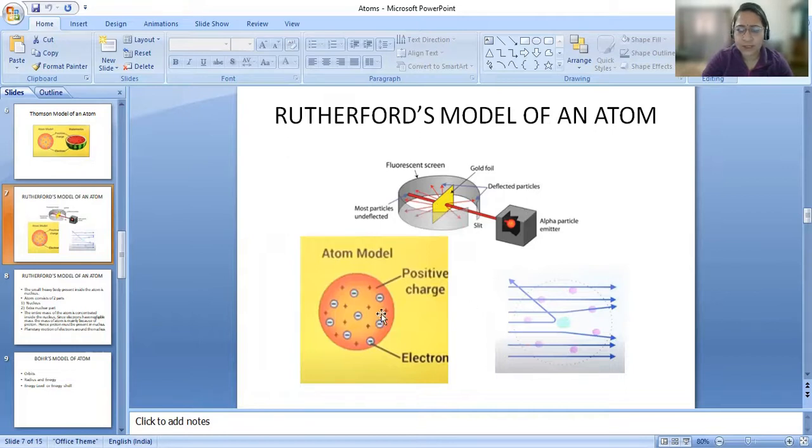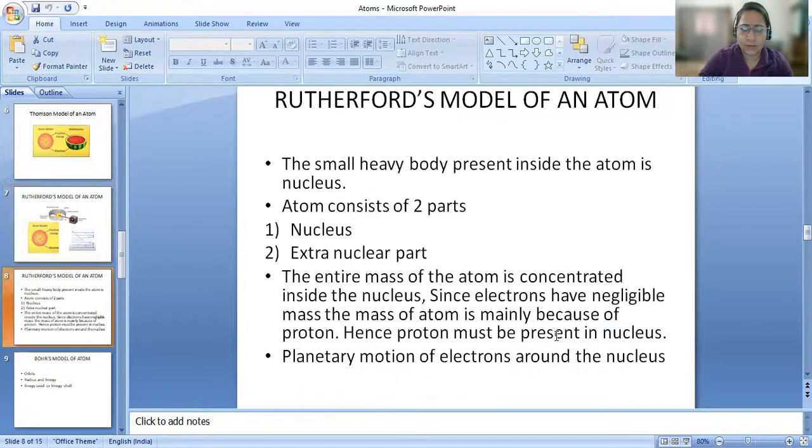So he suggested that Thomson's model must not be correct, but the model should look like this: all of the positive charge should be concentrated in the center, and only the negatively charged particles are around the center. Only then could it be possible that most of the positively charged alpha particles pass through and only a few show deflection. So he gave this model.